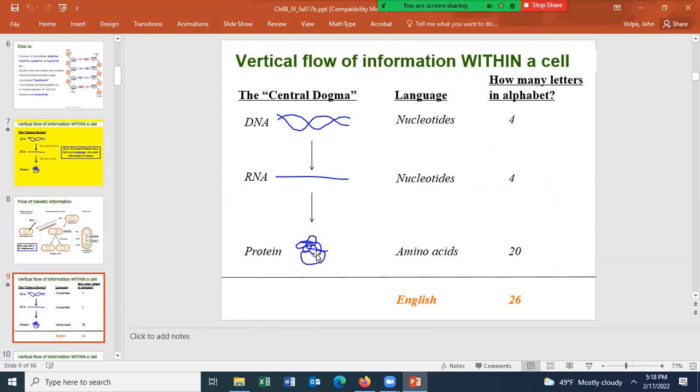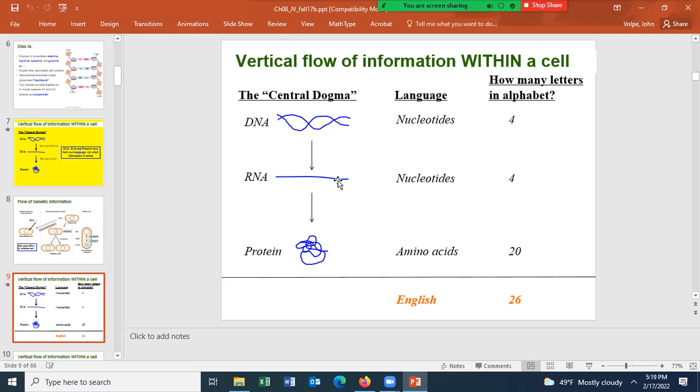So the flow of information within a cell happens from DNA to RNA to protein. And the language of DNA is nucleotides. There are 4 letters or nucleotides in the alphabet of DNA. The information flows to RNA. The language is still nucleotides, but it's RNA nucleotides instead of DNA nucleotides. And there's still 4 letters in this alphabet.